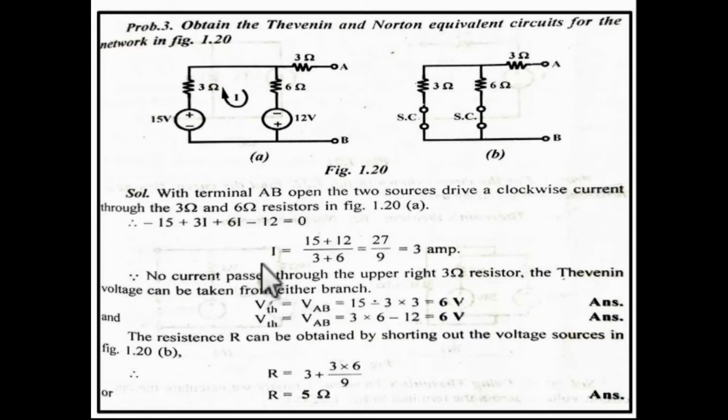You can write down I equal to, you can also apply KVL, and if you apply KVL, the equation becomes minus 15 plus 3I plus 6I minus 12 equal to 0. As you can see, it is written over here, and then I can be calculated as 15 plus 12 divided by 3 plus 6, so the value of current is 3 ampere. A is always the plus terminal, and B is always the negative terminal. Now you have to find out the VTH.